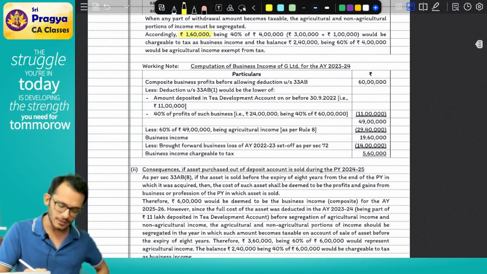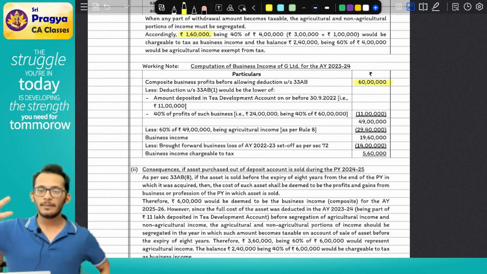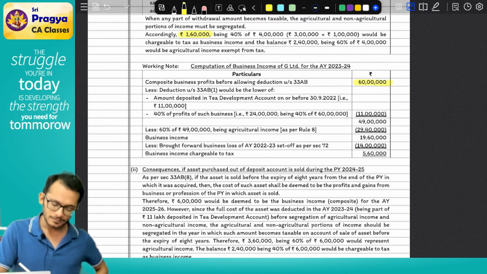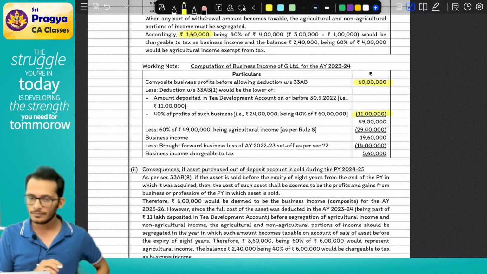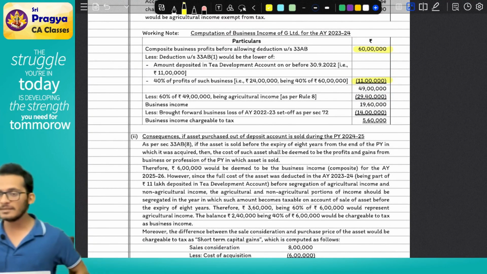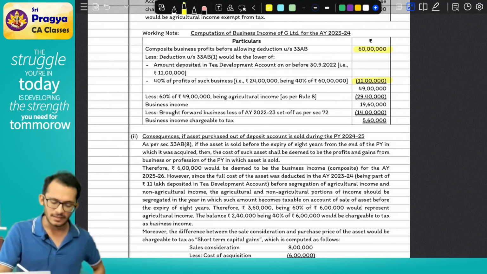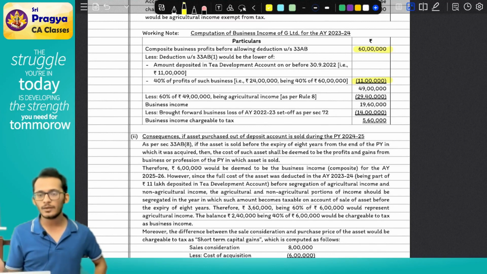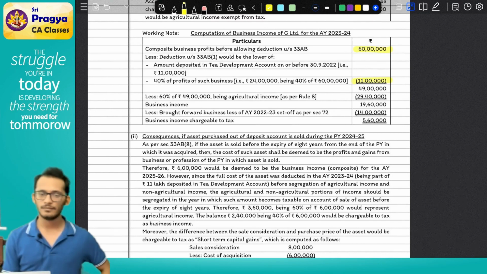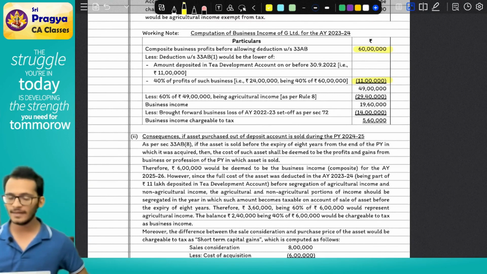Computation of business income: you are saying 60 lakhs is my business composite income. I told you, you can claim deposit or actual, whichever is lower, actual or 40%, whichever is lower. So you have reduced the lower. Therefore 49 lakhs. Then you removed 60% because it is exempt. Number came as 19 lakh 60,000. In that you reduced 4 lakh. Therefore it became 5 lakh 60,000.